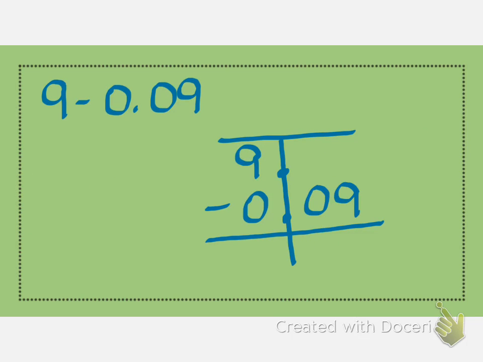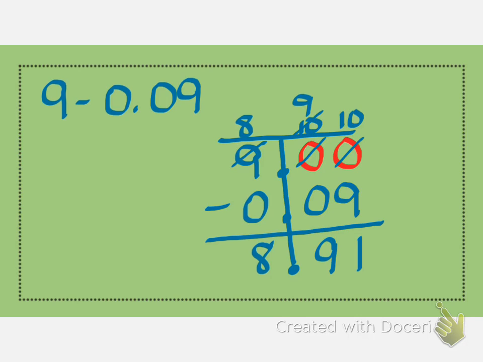Let's take a look at this one. Ooh, this one looks a little different, doesn't it? I've got a whole number and then I've got a decimal. And when I put it in the T-chart, I've got not only one hole, but I've got two holes that I'm going to fill in with zeros. And then I just do my regrouping like I always do. And I end up with 8 and 91 hundredths as my answer.